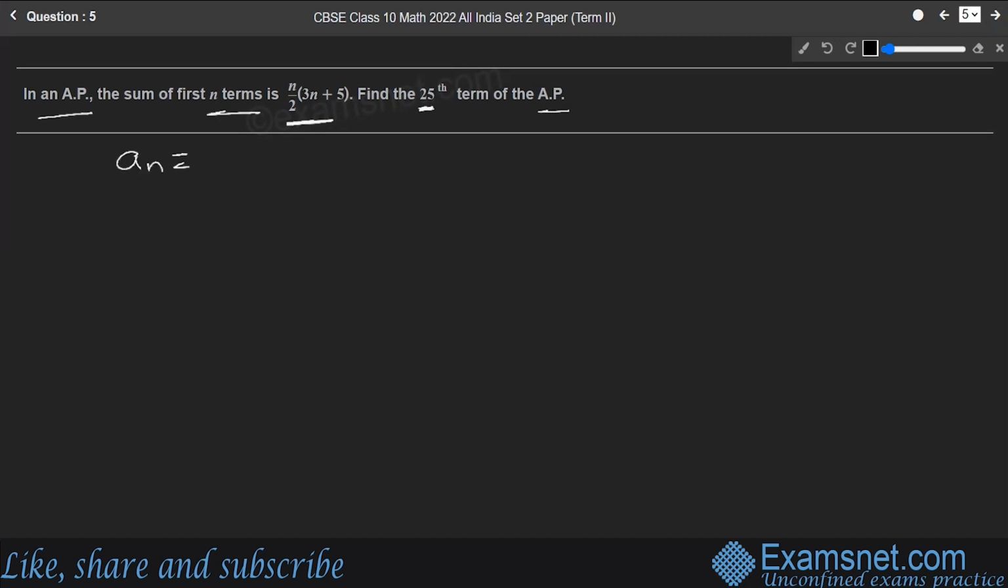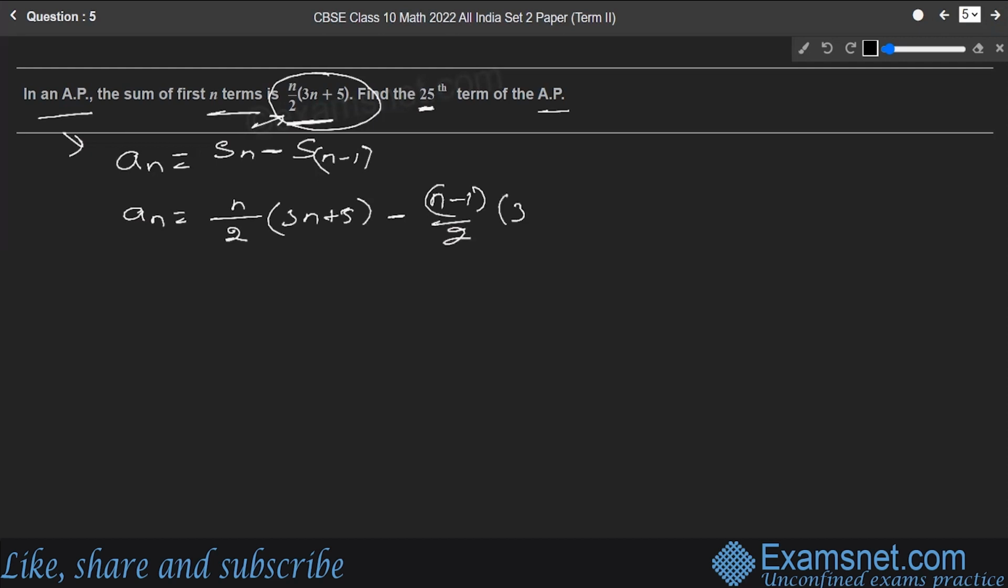The nth term of an AP can also be calculated as the sum of n terms minus the sum of n minus 1 terms. We will use this. The sum of n terms formula is n by 2 (a plus l), but that is already given here. We are not supposed to put the formula. The sum of n terms is already given as n by 2 (3n plus 5). So let me write directly n by 2 (3n plus 5) minus, the same way, the sum of n minus 1 terms. In place of n, I'll just write n minus 1 by 2, and in place of n in the bracket there will again be n minus 1, and then plus 5.